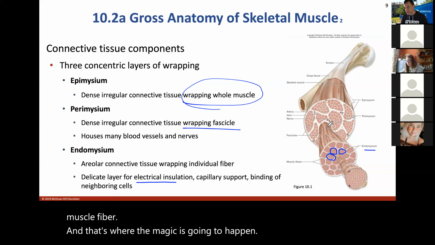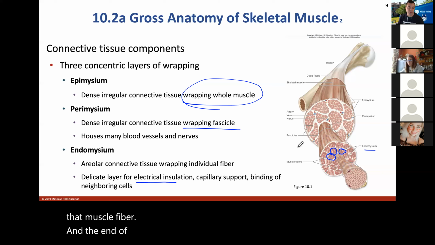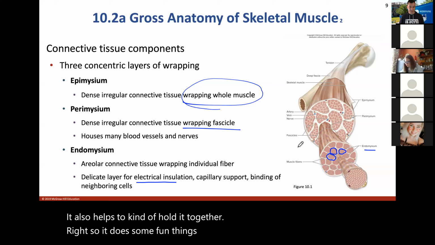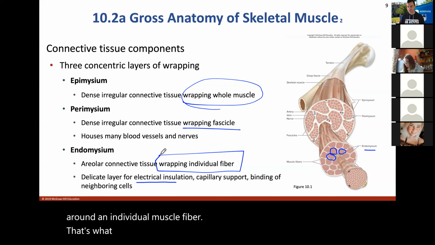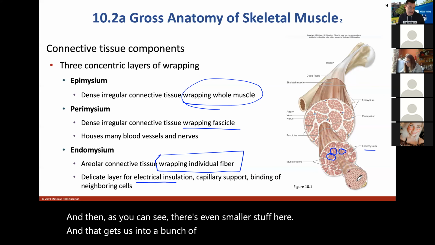We can have a very small capillary network running along the surface of that muscle fiber, and the endomysium helps to support that. It also helps to kind of hold it together. Right? So it does some fun things. But ultimately, what does it do? It wraps around an individual muscle fiber. Okay? That's what endomysium does. And then, as you can see, there's even smaller stuff here, and that gets us into a bunch of the fun microscopic anatomy stuff.